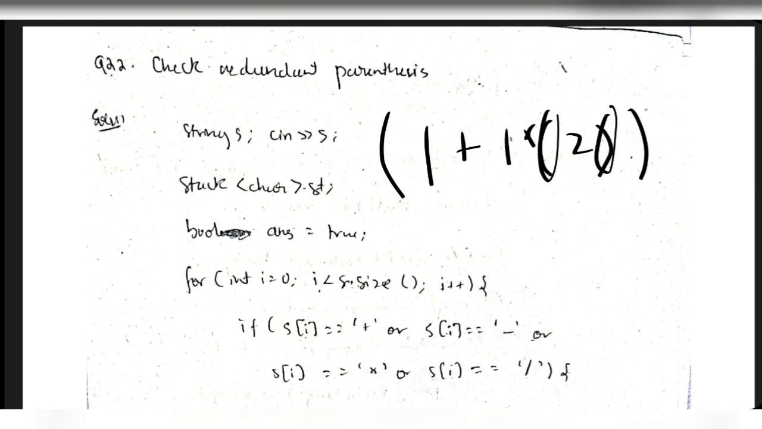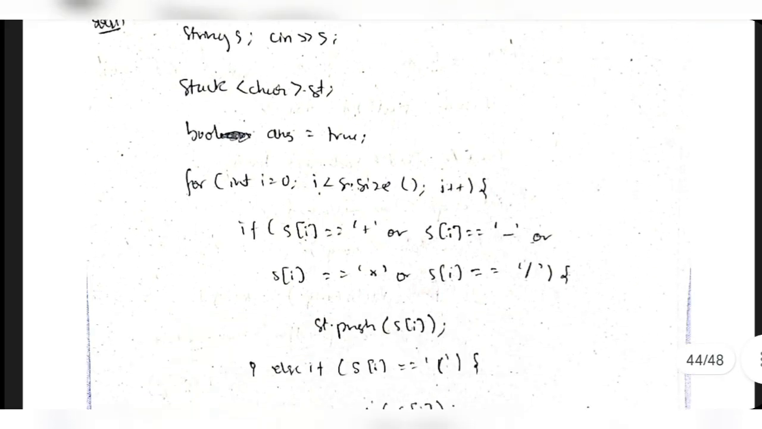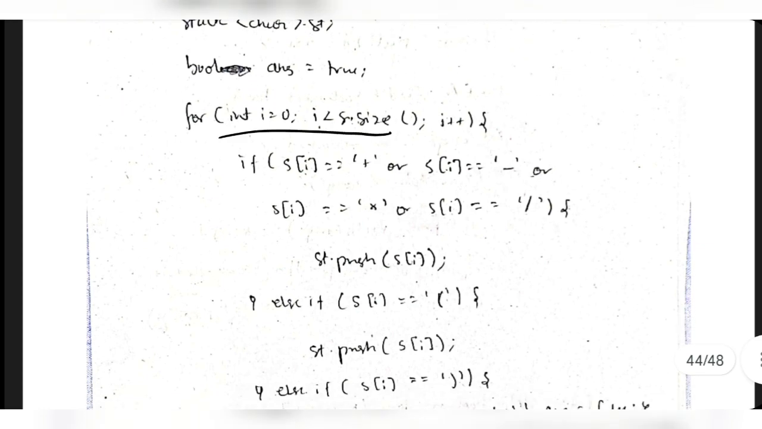So how will we identify that? Because if you have opening braces and there comes a closing braces right after, that's a redundant one, right? Because that was not needed if it was somewhere in the middle. So how we'll be checking is, firstly we'll take a string here in which the order of parentheses and the operators will be stored. After that we'll be using a stack here. We'll be using a for loop here, and we'll be traversing the string.